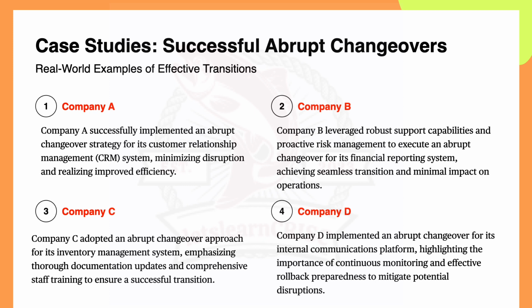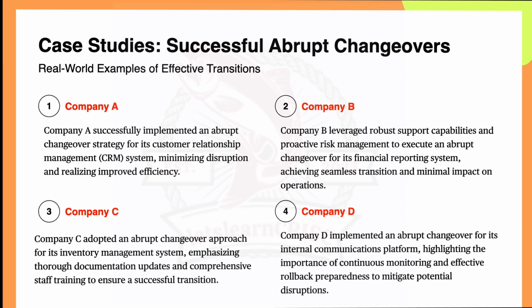Friends, company D implemented an abrupt changeover for its internal communication platform, right? Continuous monitoring and effective rollback preparedness were highlighted to mitigate the potential disruption, right? Just take an example, like imagine upgrading a team communication tool, right? So continuous monitoring and a well-prepared rollback plan ensured a smooth transition even if unexpected issues arose, right? Friends, these case studies highlight real-world examples where these companies successfully navigated abrupt changeover by employing effective strategies and the best practices, right? Friends, next we'll discuss the challenges related to data migration, right?